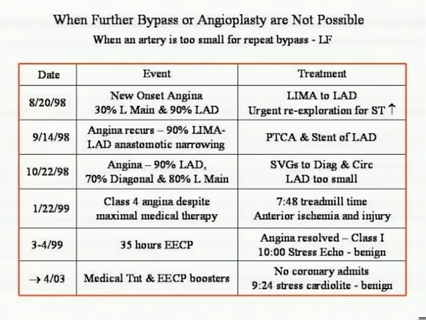Before a narrowing can really restrict blood flow, it has to be a 50% narrowing. So the left main narrowing was not the issue. The problem was a 90% narrowing in the left anterior descending that serves the front of the heart. And her symptoms were not responding to medical therapy.